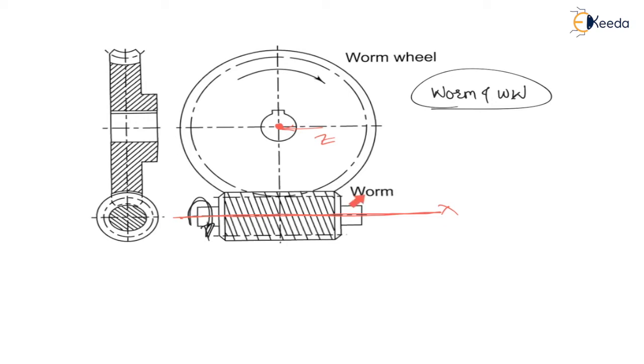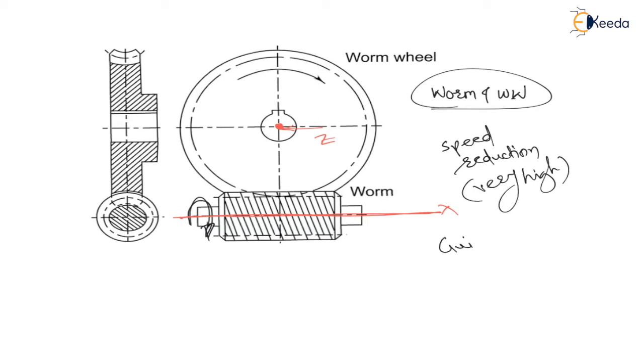Now generally the worm is a threaded screw, right? And the worm and worm wheel is famous for very high speed reduction. Generally its purpose is speed reduction. It is used, for example, in guitar tightening. You might have seen while playing a guitar, if I want to tighten the guitar strings, then this worm and worm wheel mechanism is used. Also you might have seen this in juicers, right? And it is very much famous for very high speed reduction.